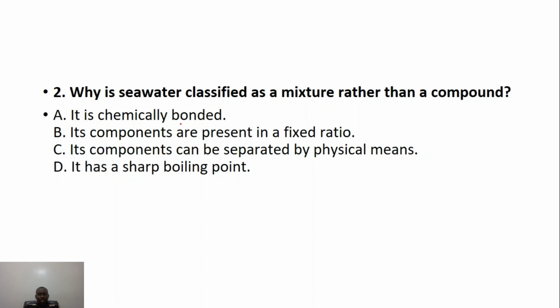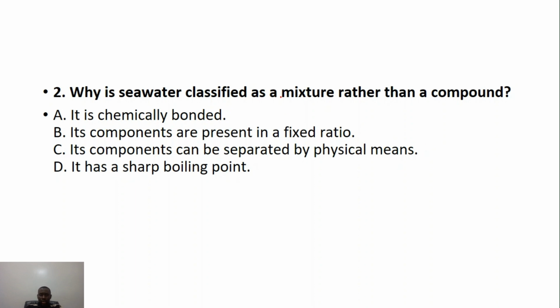A is chemically bonded. It is not correct. Its components are present in a fixed ratio. This is not correct. Its components can be separated by physical means. This is correct. It has a sharp boiling point.